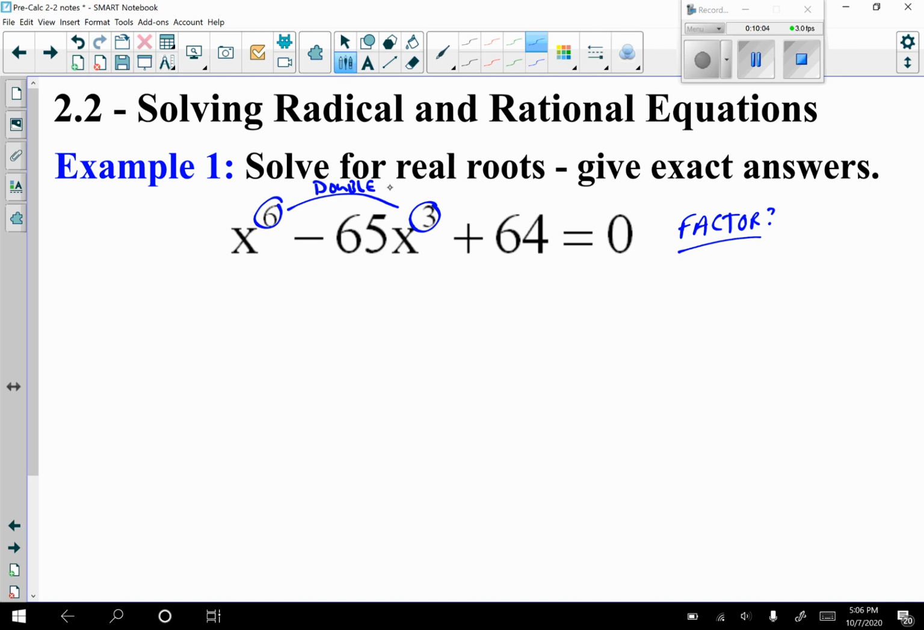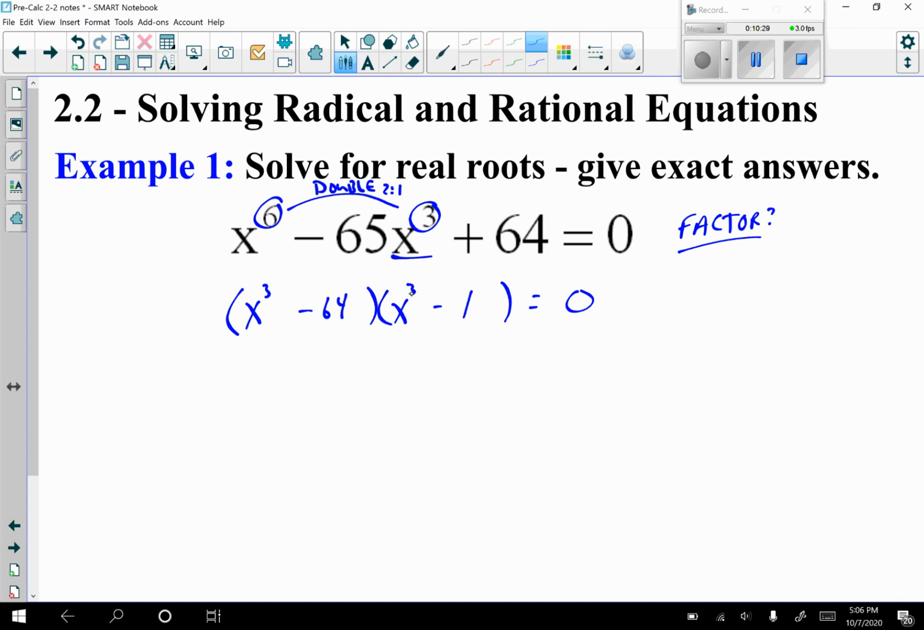Okay, or a 2-to-1 ratio. So that means we can do it like a quadratic. So we're going to factor this like a quadratic. But remember, the first term is not just going to be x times x, because we could have something like x cubed minus 64, x cubed minus 1 to make this happen. But the middle variable here is what we use, x cubed.